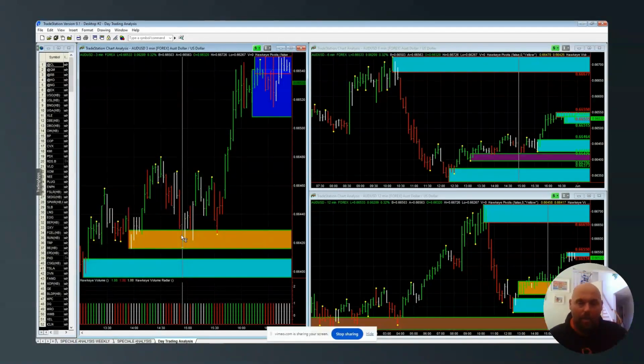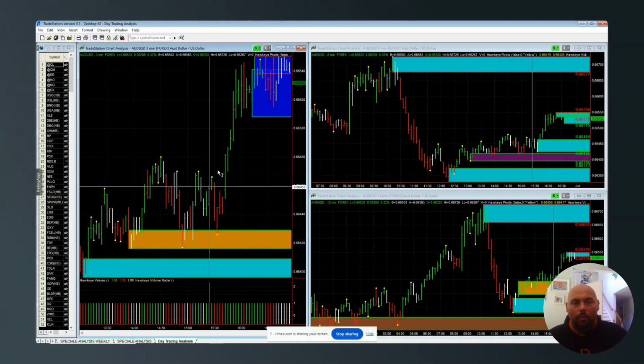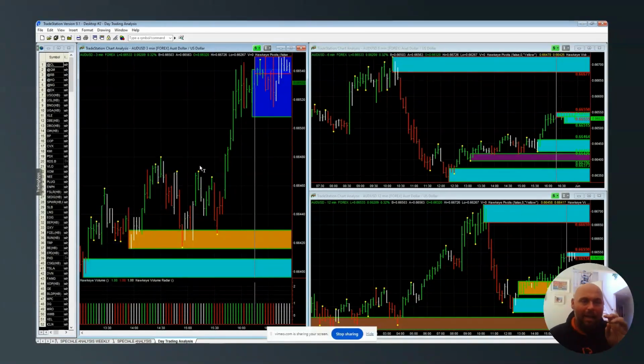You can see that the Hawkeye zone held beautifully, and we got that really, really aggressive, really strong push from this level up higher off of the 3-minute, the 6-minute, and the 12-minute support zone.